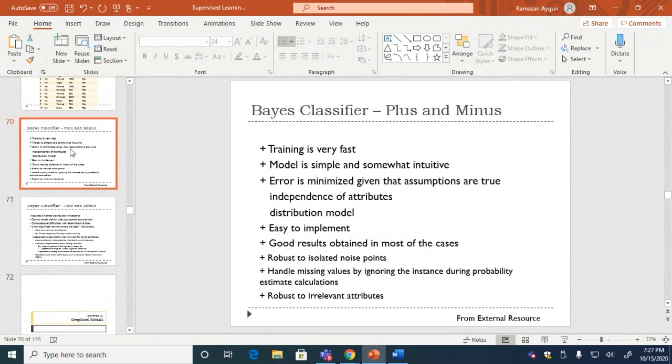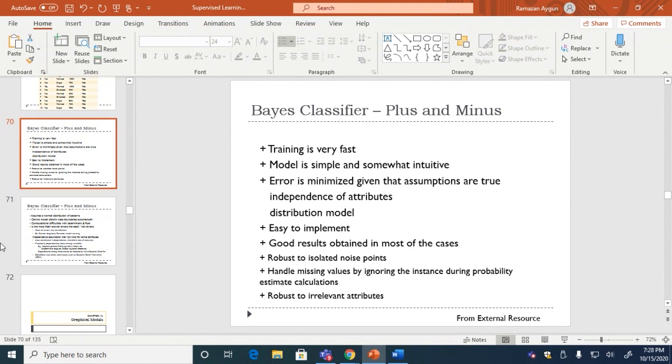And error is minimized based on the assumptions, okay? So we had many assumptions. One of them is we assume the probability of a specific class, right? So that's an assumption. And we also have some assumption on the probability of X given a class. And in addition, we also assume that attributes are independent.